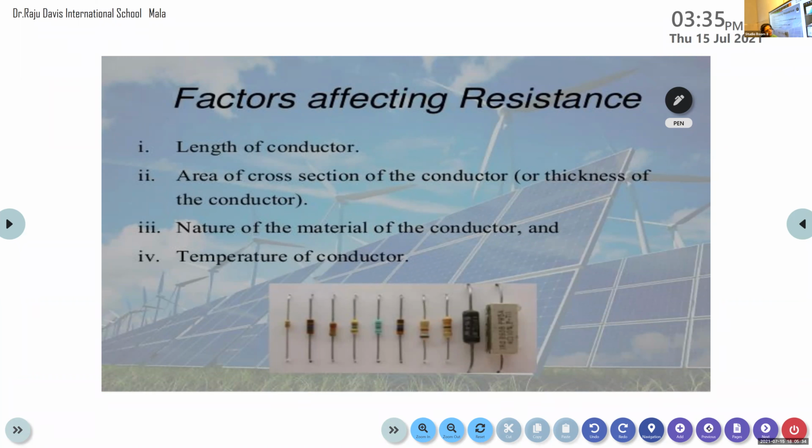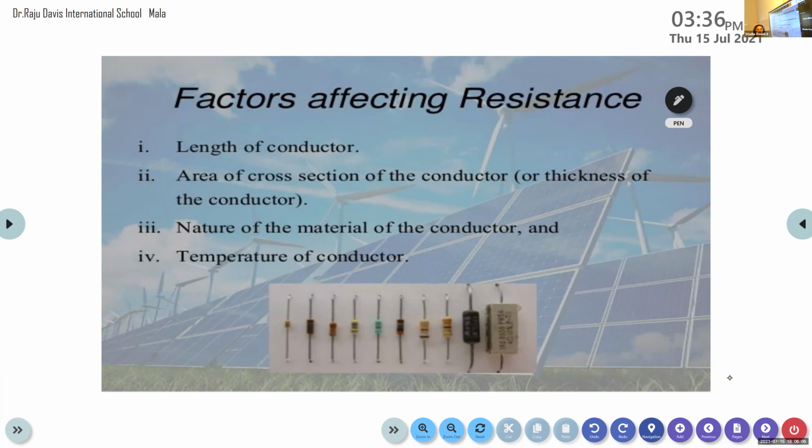Okay, so now I will call your names. You can say how these factors affect it. Rizwan, how does the length of the conductor affect the value of resistance? Yes, ma'am. How does the length affect the value of resistance? What is the relation between them? I only hear the yes, ma'am. Then now, what about Rizwan? Are you there?